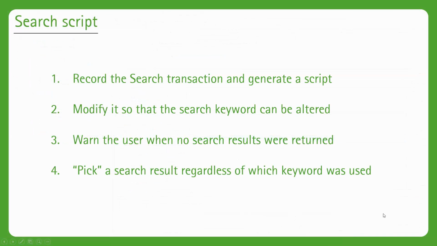Okay, let's review progress so far. So we've performed step number 1, record the search transaction and generate a script. We've modified it so that we can search for different items in the catalog. We haven't yet outputted a warning when there are no search results, but we have picked a search result regardless of which keyword was used as well. So the only step that's left is number 3. Let's go ahead and make that change now.